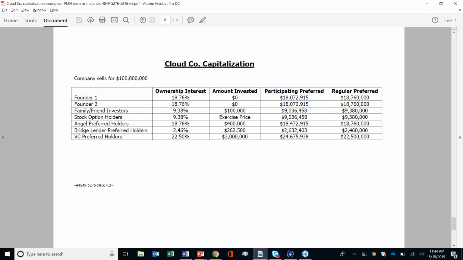So you can see with an example how participating works, and that's the purpose of participating preferred. Even if it were a 2x participating preferred, where you had to give the preferred holders back about $7.2 million or so, it still would be very significant returns for everyone if the company sold for $100 million.